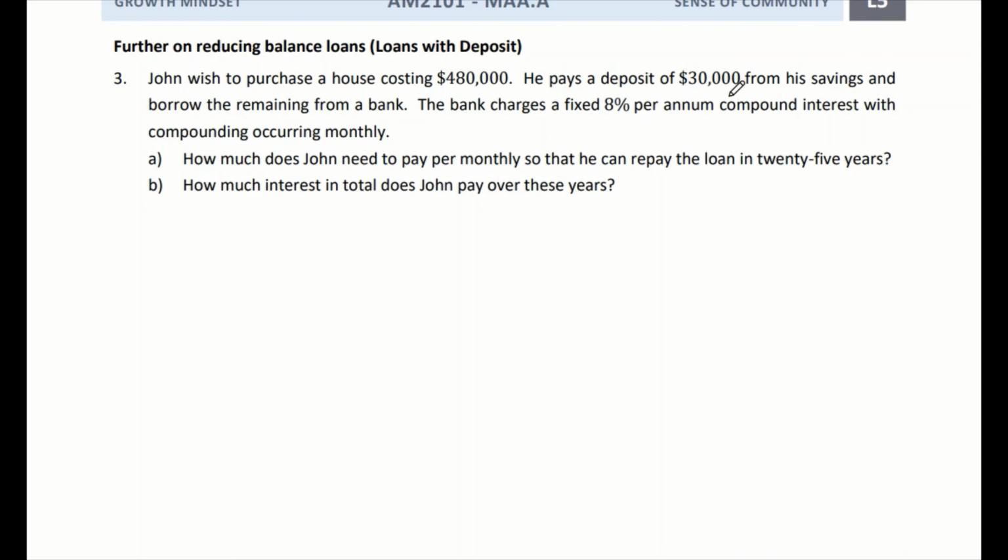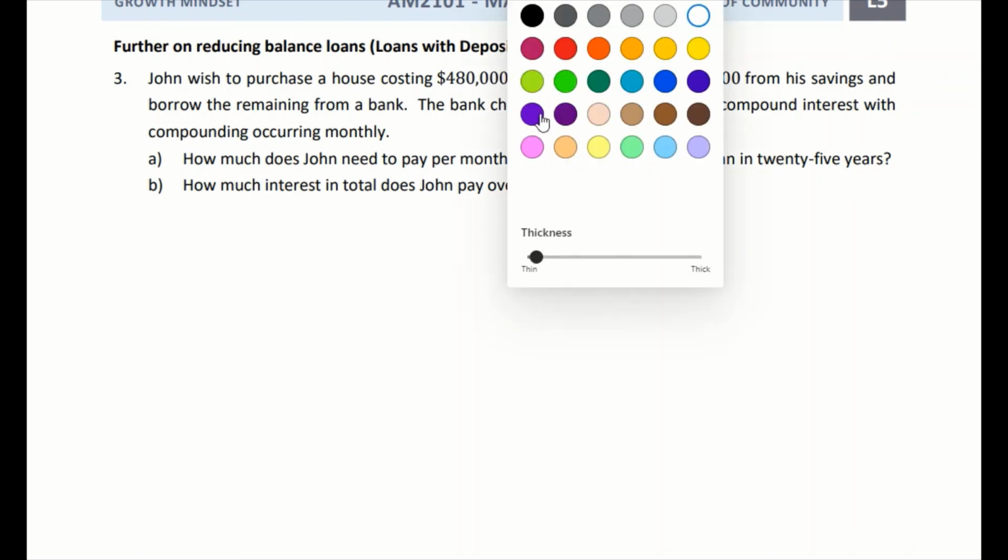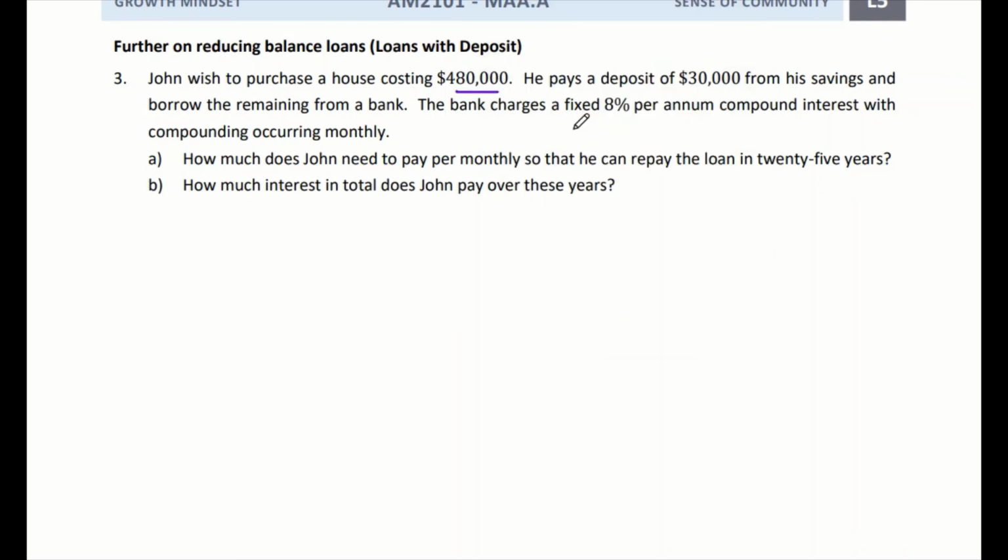But the idea is just the same. So you can remember it like this. Let's try to go through a question first. This is the total amount of money for your house.